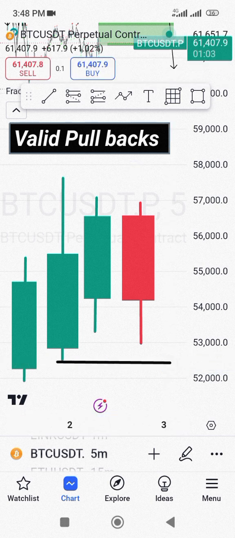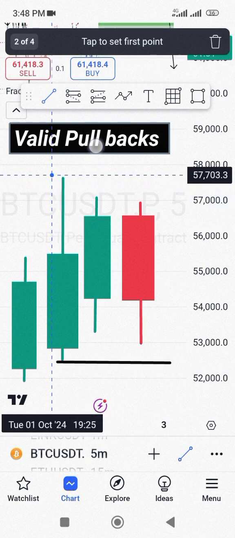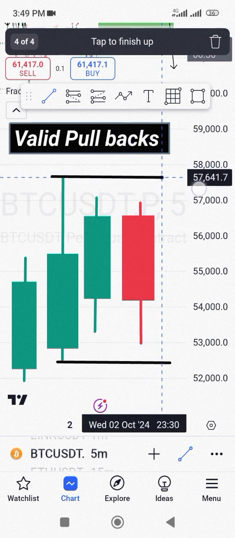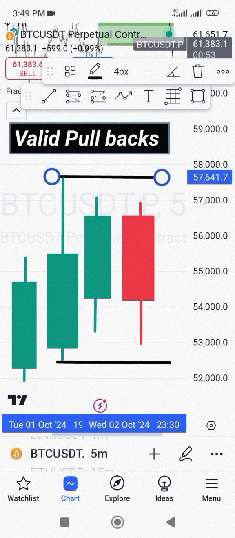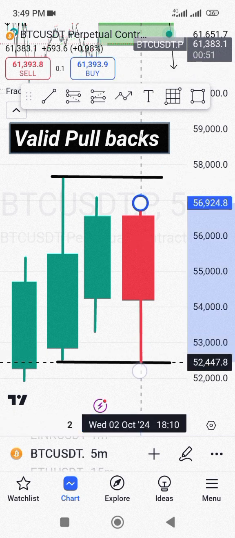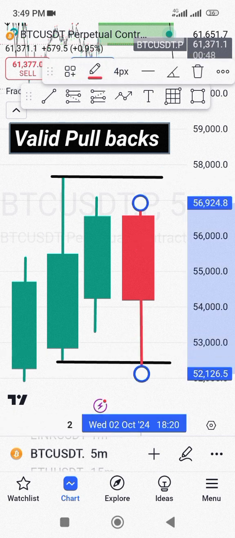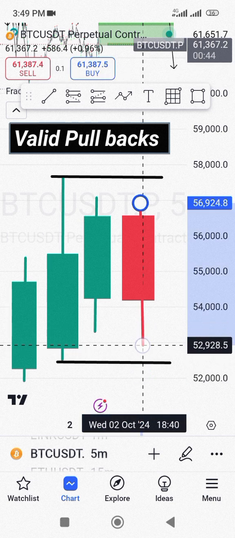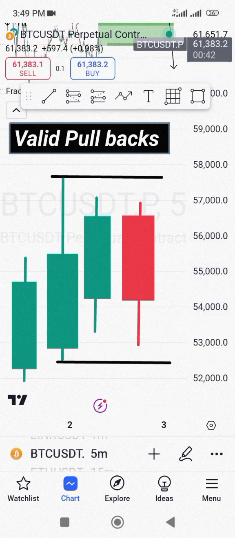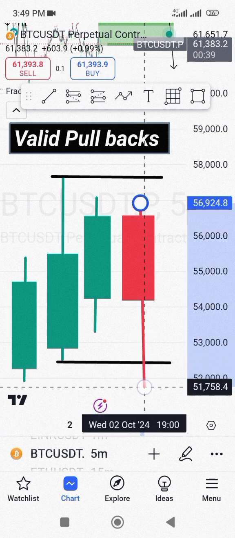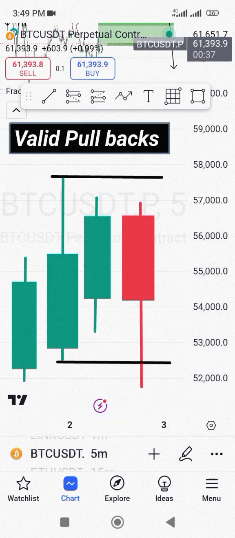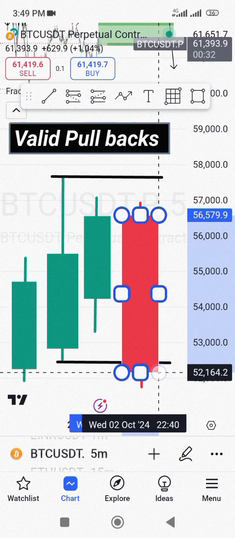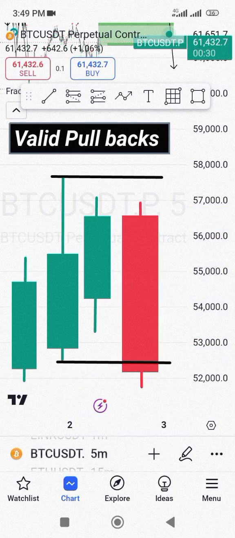Because this candle is the highest, you can see it went higher than the candle that came after it. So we are always considering the highest candle. The pullback must go below the highest candle for it to be a valid pullback. So if it happens like this, this is not a valid pullback. It has to come below it, either with the body or with the wick. So now we have a valid pullback.